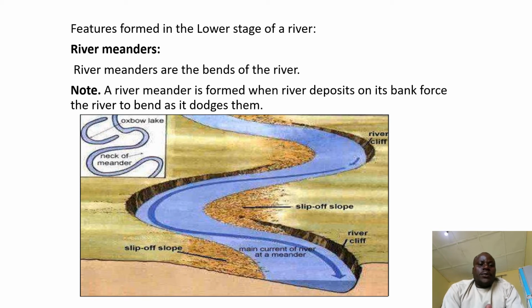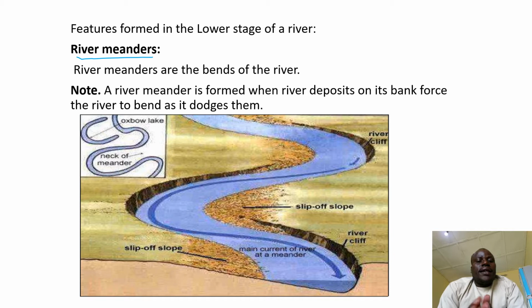Okay, we are going to look at features formed in the lower stage of a river. Number one is river meanders. River meanders are bends or curves that appear on a river in its lower stage.